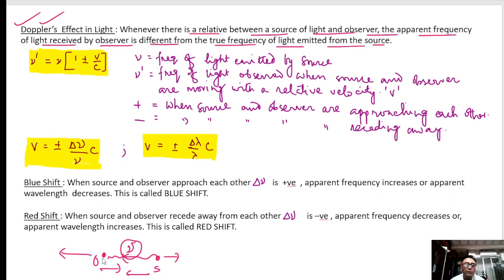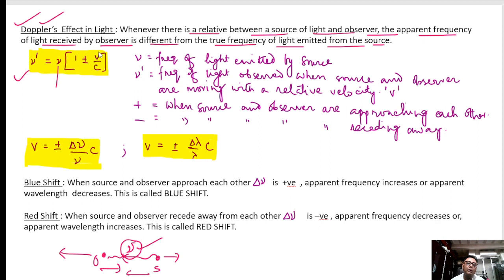If the observer and the source move close to each other or away from each other, the light emitted by the source will not be seen at the same frequency. You will see there is a change in the frequency of the light. So this is the formula. This is your observed frequency. This is the actual frequency.